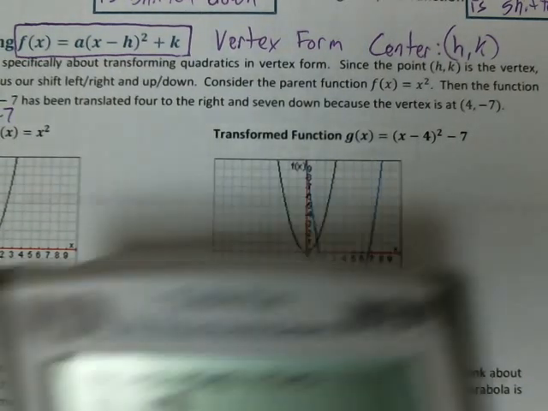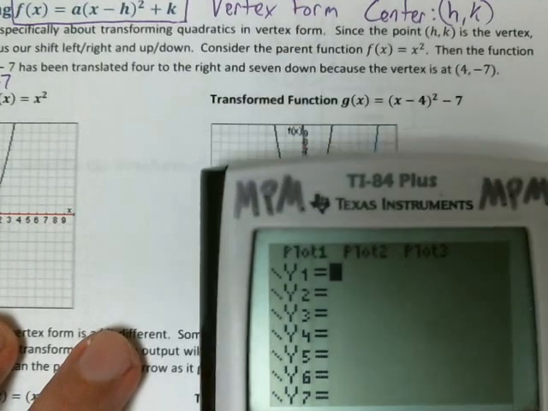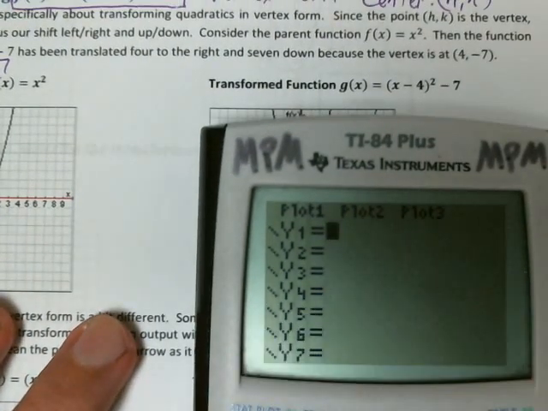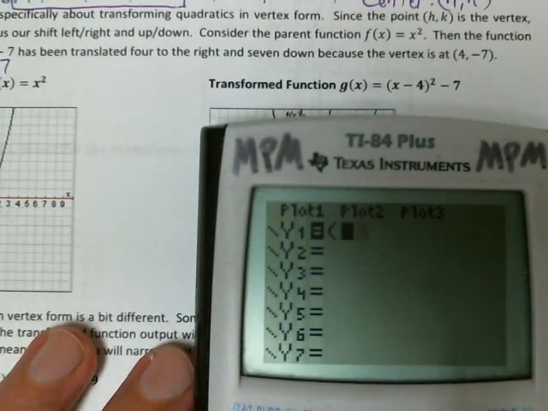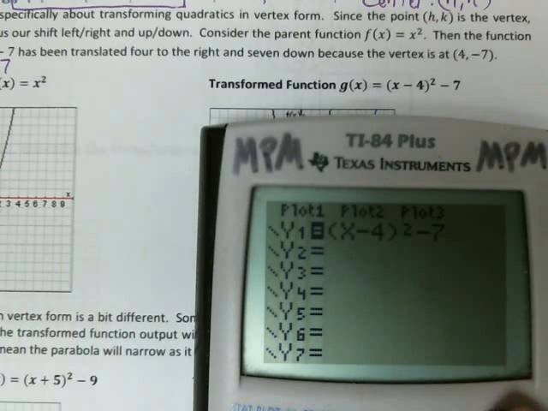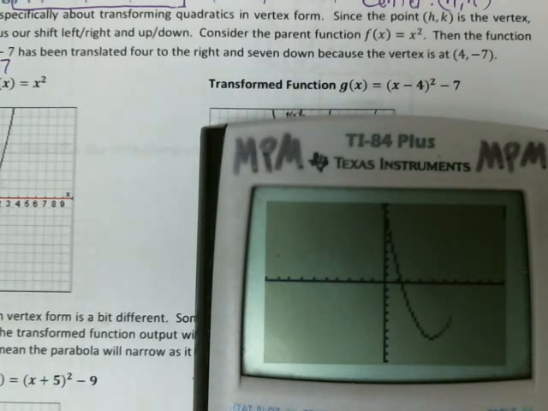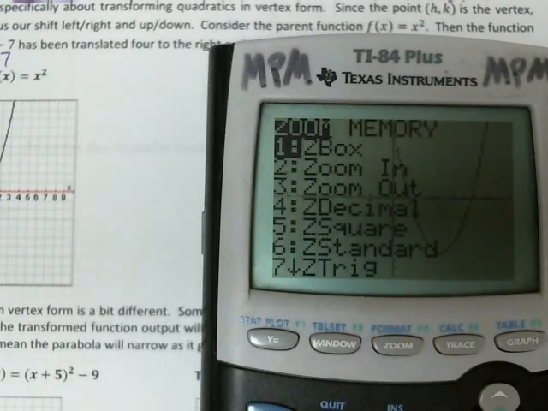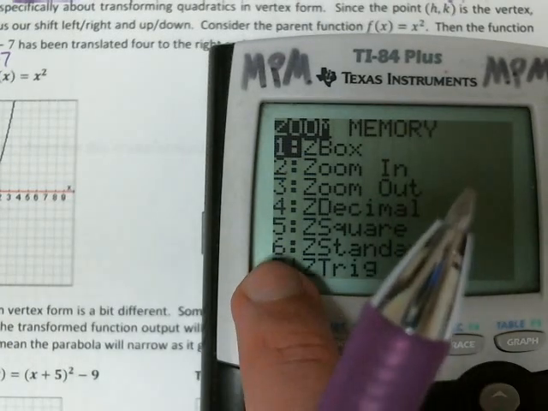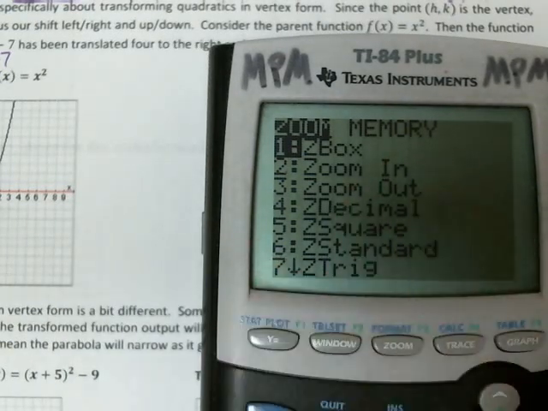If you don't believe me, plug it into your graph. So I'm going to type in y equals, parentheses x minus 4 parentheses squared minus 7. I'm going to graph that. Now, if your graph looks all wacky, if it doesn't look like this, I'll show you a little trick. Press zoom where my finger is, press zoom, and then press option 6. Okay, zoom standard will always get you back to your standard window.